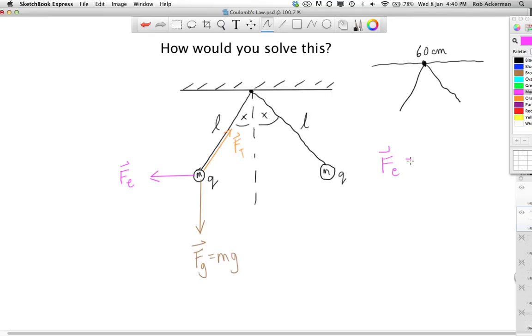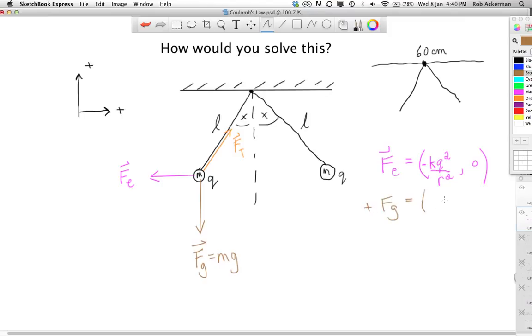Fe equals, let's see, this is something in the x direction. That's going to be a k, the two q values, which are the same, so I'm going to square them, divided by the distance between them squared, but nothing in the y direction. And since this is pointing off to the left, and I usually make positive to the right, I have to be careful. I need a negative sign in there. What else is this being added to? This is being added to gravity.